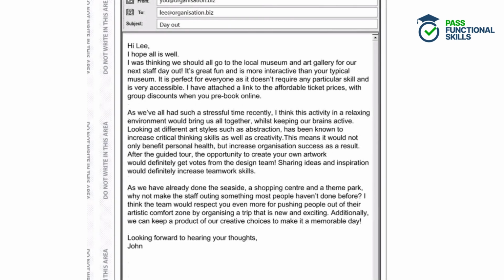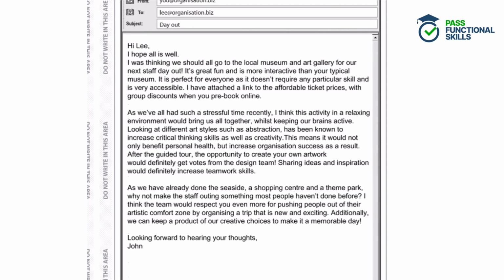Hi Lee, I hope all is well. I was thinking we should all go to the local museum and art gallery for our next staff day out. It's great fun and is more interactive than your typical museum. It is perfect for everyone as it doesn't require any particular skill and is very accessible. I've attached a link to the affordable ticket prices with group discounts when you pre-book online.